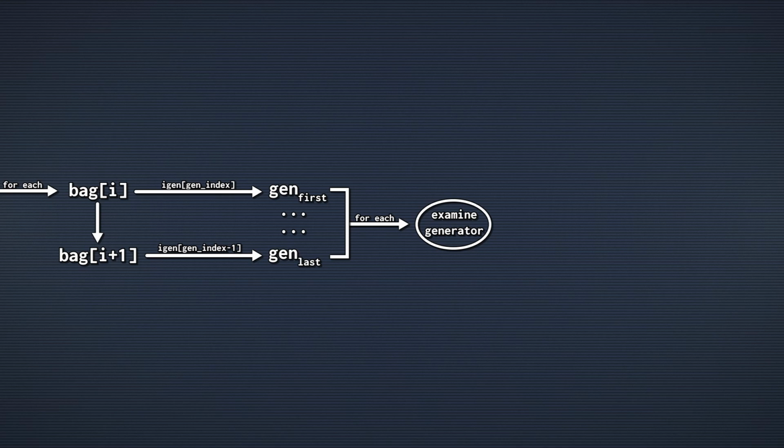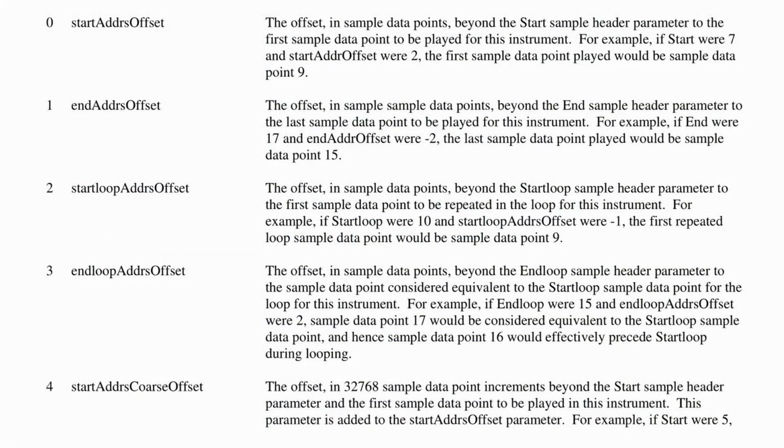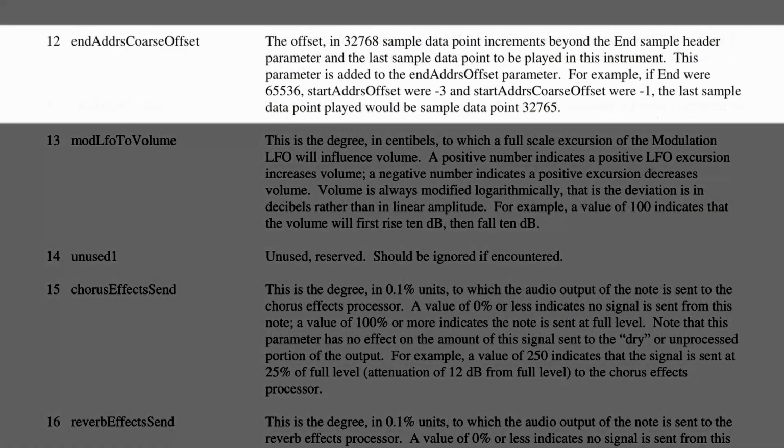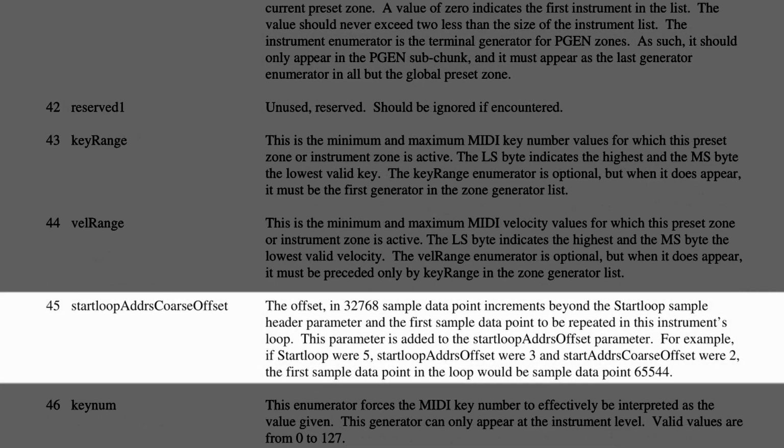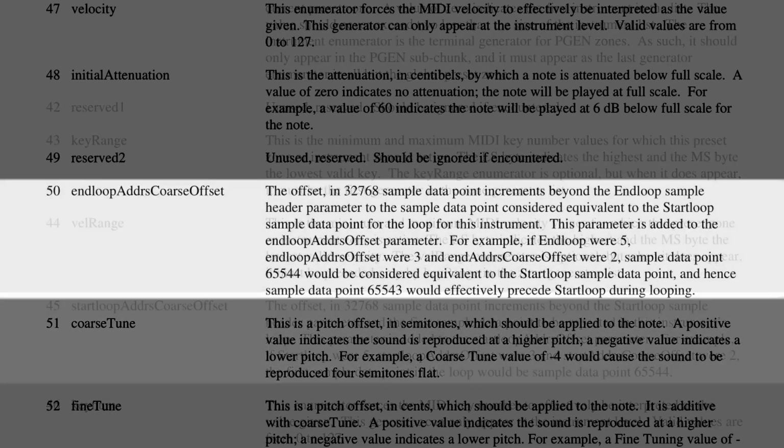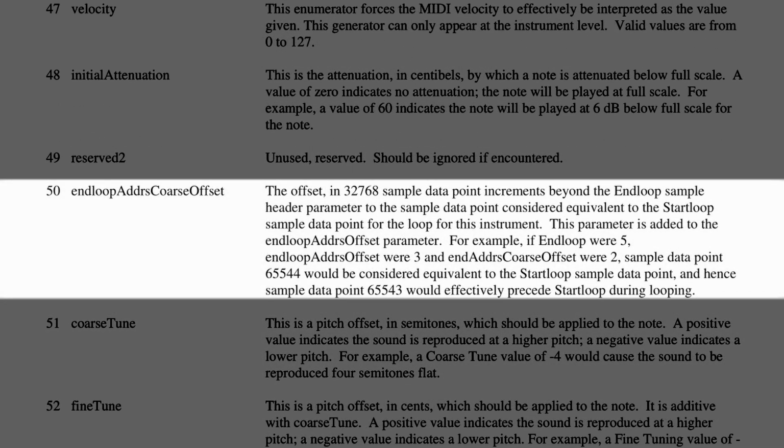Here we will usually find many different generator types. There are 61 of them in total, so I won't go through every one of them, but instead highlight the most important ones for our purposes. For more, you should take a look at page 30 onward of the specification. The first few generators worth mentioning are address offsets. These simply provide extra offsets to our sample's start and end, as well as the loop start and loop end values we get from the shdr chunk.